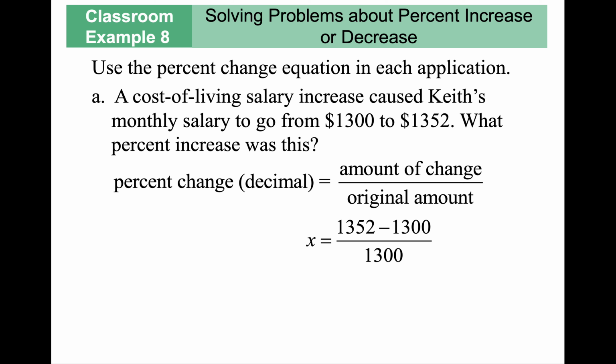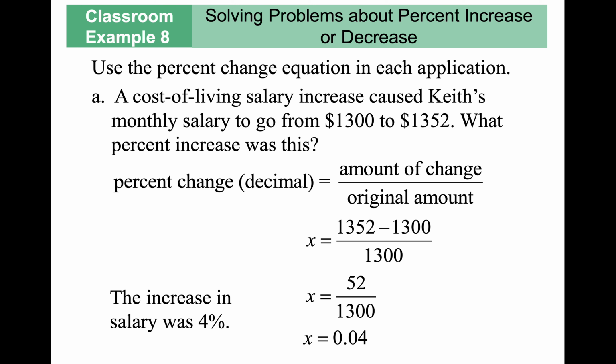The original amount was 1300. So when I do 52 divided by 1300, that's 0.04. But they asked me what percent, so I must convert that decimal to a percent of 4%.